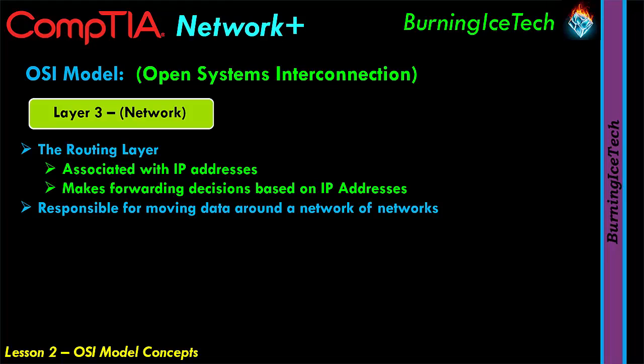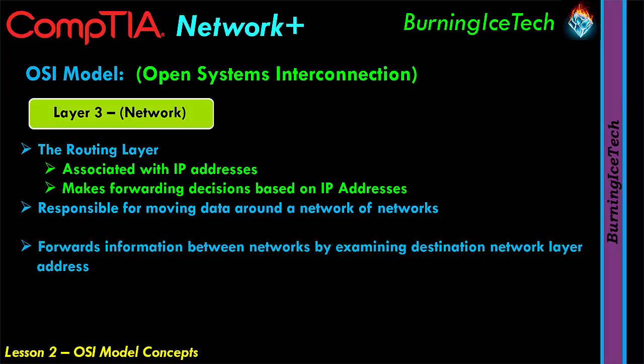Now, while the data link layer is capable of forwarding data by using hardware addresses within a single segment, the network layer moves information around an internetwork by using logical network and host IDs. The network layer forwards information between networks by examining the destination network layer address or logical network address. The packet is then forwarded router by router, or should I say hop by hop, as some people might call it, through the internetwork or internet to the target network.